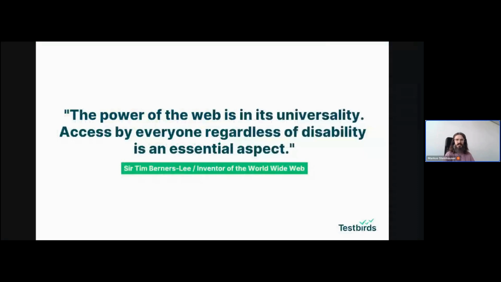To get started, I have a quote from Sir Tim Berners-Lee, who said that the power of the web is in its universality. Access by everyone, regardless of disability, is an essential aspect. The important thing to note is that this quote is from 1997, close to 30 years ago. Unfortunately, in a lot of ways, not a lot has changed when it comes to accessibility. There has been some development and improvement, but overall there is still a long way to go. And therefore, we're now also being forced to make some steps with the guidelines coming into place.